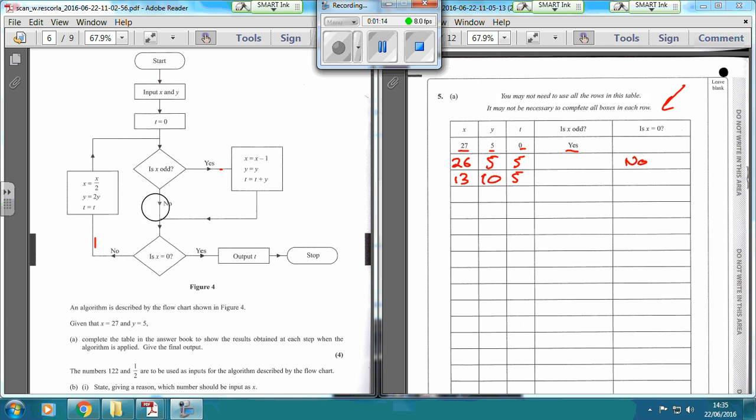So we're now here again. So we go down. Is x odd? Yes. So x goes to x minus 1, so that's going to go to 12. Y stays as y, and t goes to t plus y, so that's going to be 15. Is x equal to 0? No. So that was x divided by 2, so x divided by 2 is 6. Y equals 2y, so that's 20. And t equals 15. Let me go back up again to here.